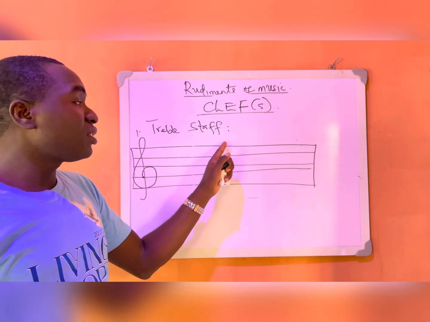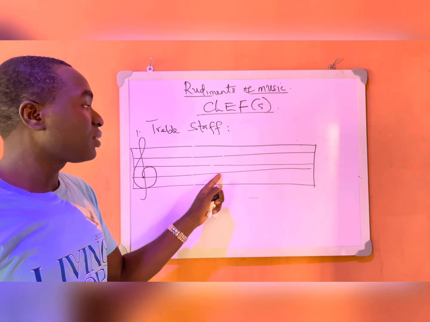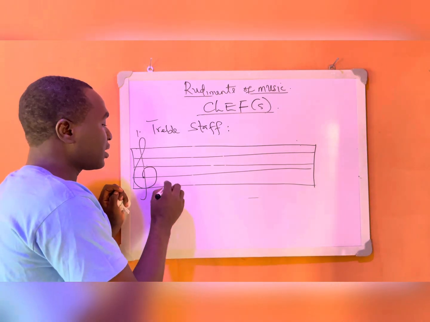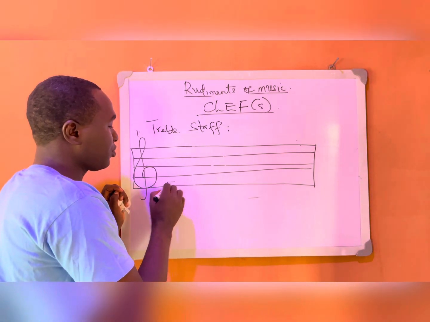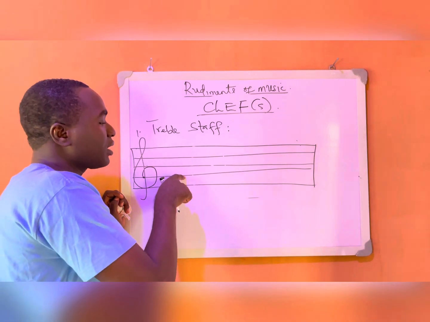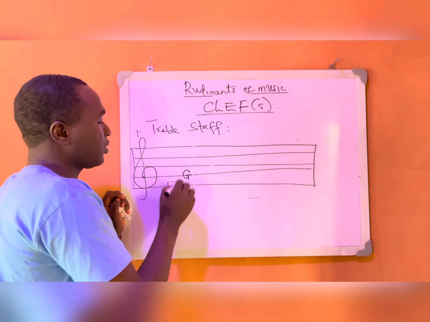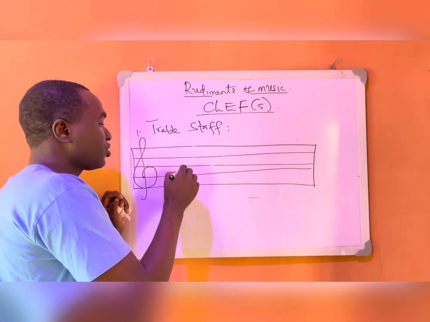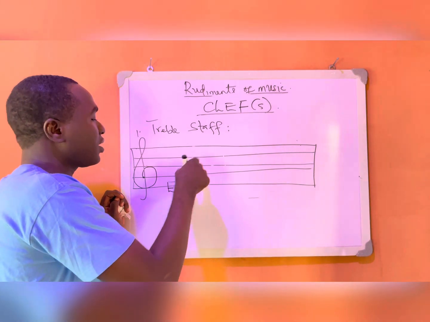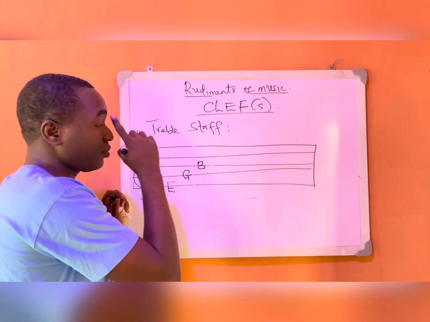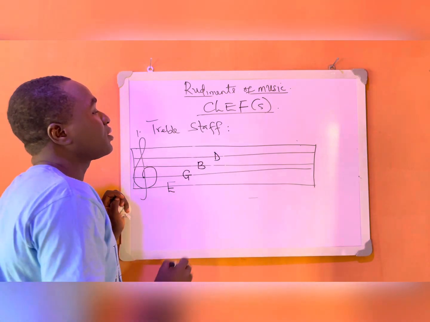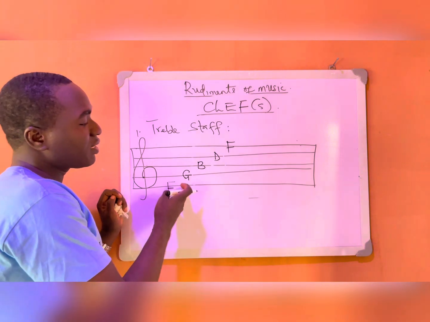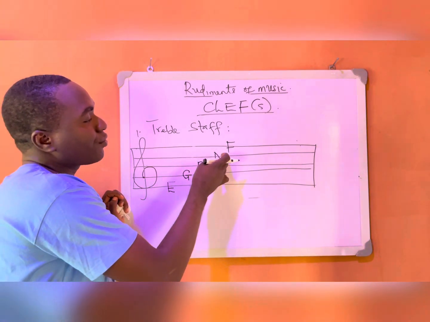So with this, we can easily give alphabetical names to the lines and spaces. The first line here is line E. The second line here is line G. The more reason we call it G clef is because we start the drawing from G. And then the third line here is line B. The fourth, line D. The fifth, line F. So these are the alphabetical names of the lines.